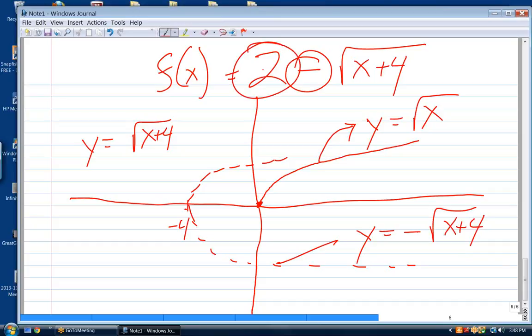And finally, what does the 2 do? It stretches it. Actually, it's a vertical shift. It moves it up 2. It doesn't stretch it or shrink it. In other words, it doesn't change the shape of the curve. If the 2 was in front like that, that would be a vertical stretch. But if the 2 is being added or subtracted, and in this case it's being added, then it merely moves everything up by 2. So we take this point and move it up to there, and that's going to be our curve.